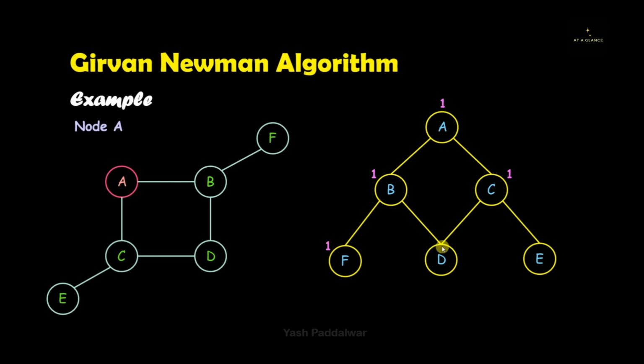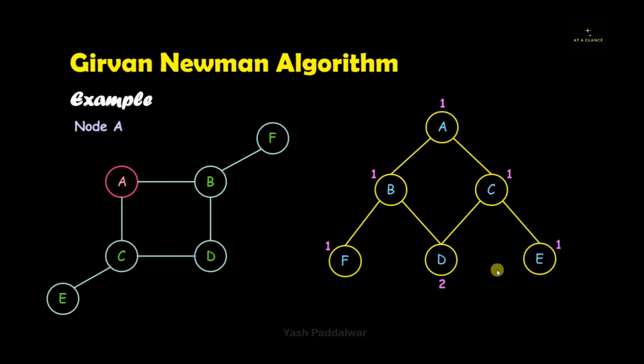Similarly, for reaching from root node A to F, we have only one single path. So the weight of node F will be 1. Now for reaching from node A to D, we have two shortest paths, that is ABD as well as ACD. So the weight of node D will be 2. Now for reaching from A to E, we have only one single shortest path, hence we'll write 1 as the weight of node E.